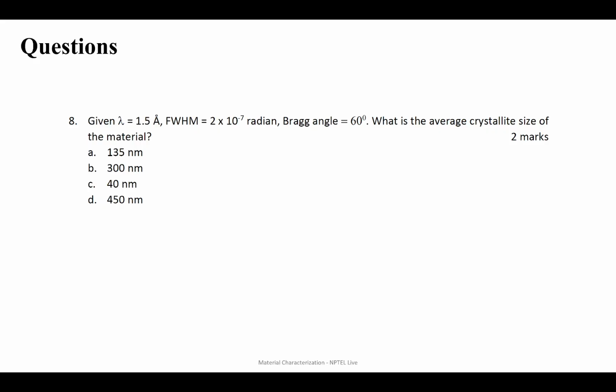Given lambda equals 1.5 angstrom, FWHM equals 2 into 10 to the power minus 7 radian, and Bragg angle at 60 degrees, what is the average crystalline size of the material? 135 nanometer, 300 nanometer, 40 nanometer, 450 nanometer.